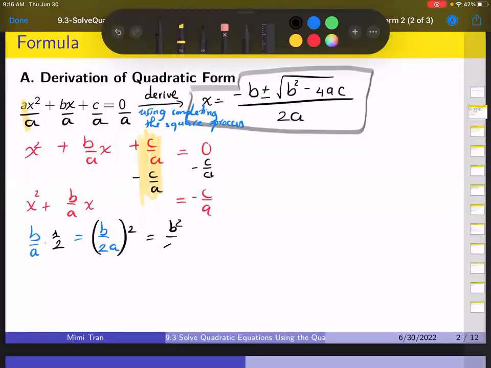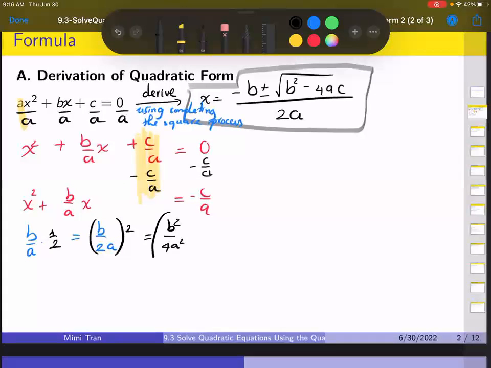Which is equal to b squared over 4a squared, yeah? At this point, I suppose you guys know how to do these kind of little things. If it's dividing or multiplying, you're allowed to distribute the power. If it's adding or subtracting, you're not allowed to. Okay, so what I'm going to do, I'm going to add this to both sides. Remember we did last time? So we put it in the left side, so plus b squared over 4a squared. Same thing here, because whatever you do to the left, you're going to do the same thing to the right.